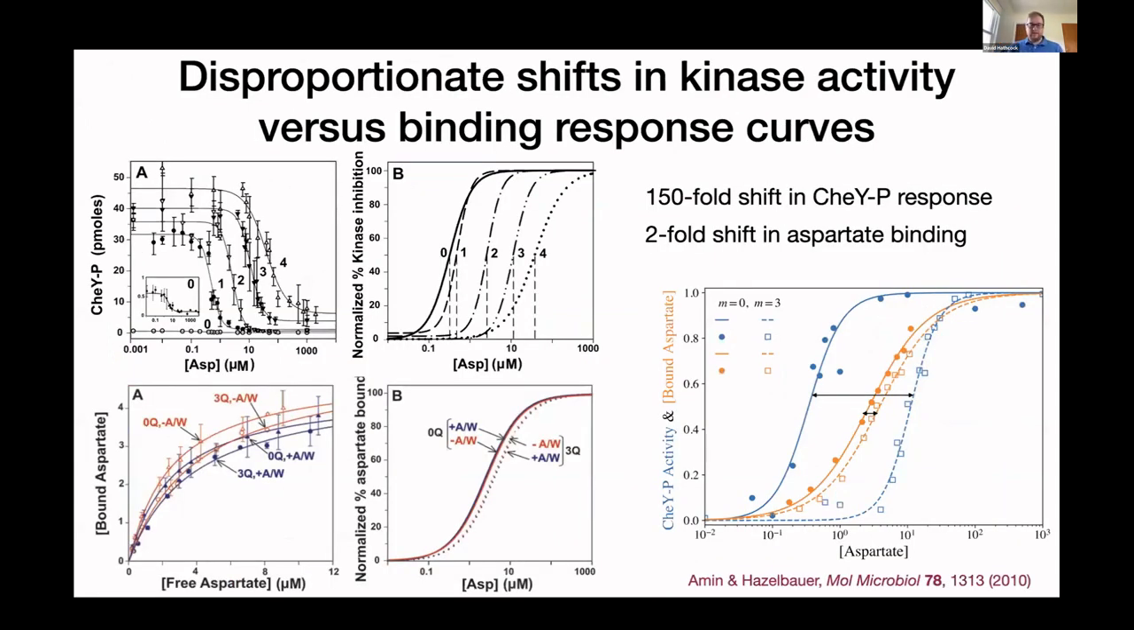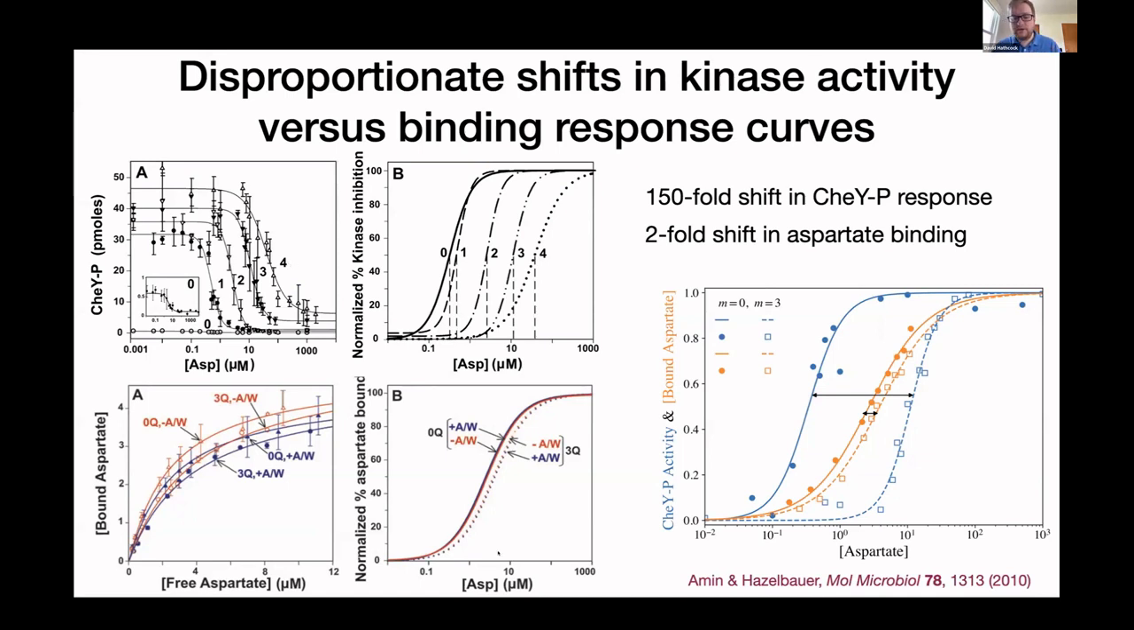Okay, so this first measurement comes out of Jerry Hazelbauer's lab, and they measured both the input and output side of the signaling circuit, the amount of phosphorylated protein and the binding to the receptors as a function of ligand concentration. So these top plots are showing exactly what I showed you earlier. It's the amount of phosphorylated protein as a function of ligand concentration for different E. coli mutants with fixed methylation level. And again, we see that methylation shifts the response across a wide range of concentrations.